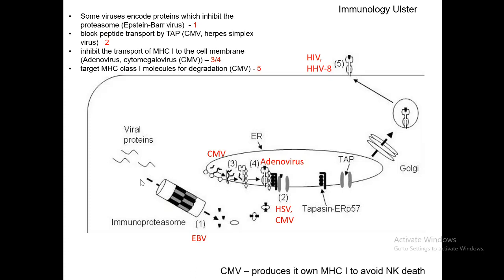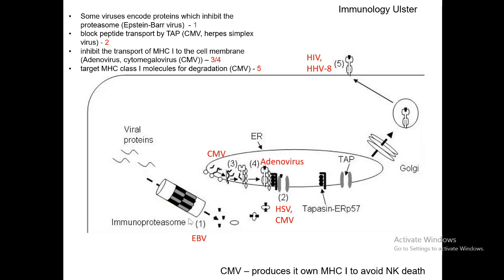So some viruses encode proteins which inhibit the proteasome. If you remember, the immunoproteasome is the organelle in the cell that's responsible for degrading the viral protein into short sequences containing the epitope. So the fact that some viruses are able to stop that process means that the epitope will never reach the MHC, which means the epitope will never be presented on the surface of the cell. And if that happens, then the virus will get a free run in the cell, and you'll never have that process of antigen presentation.